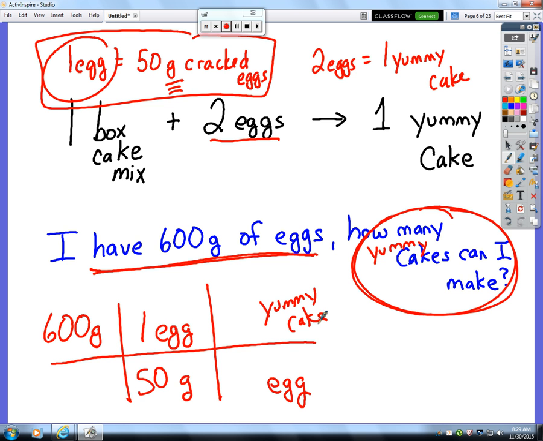And what do I know about eggs and yummy cake? I know that 2 eggs equals 1 yummy cake. So what have I done? I've taken 600 grams and I've canceled the word grams and changed it to eggs. Then I cancel the word eggs and I change it to yummy cake using my equivalencies.